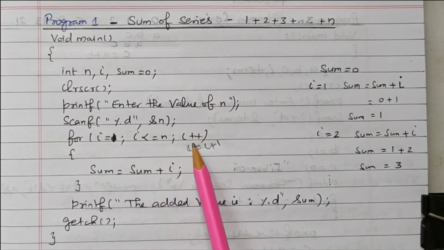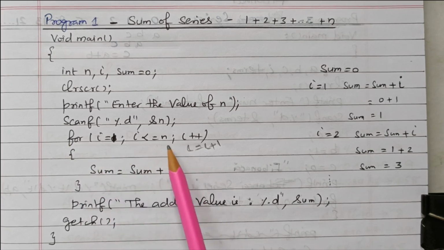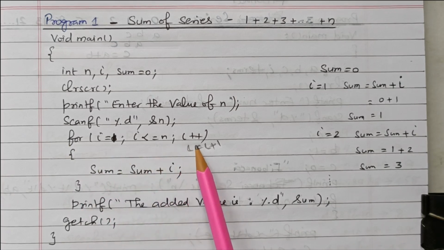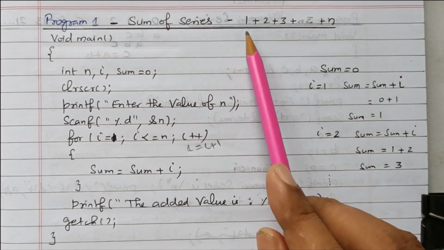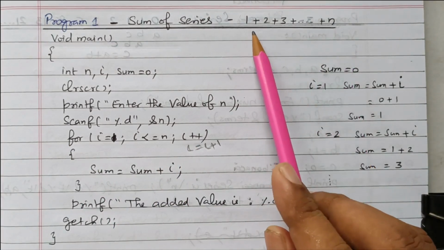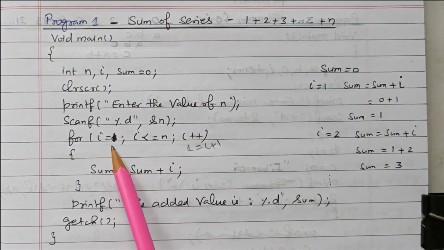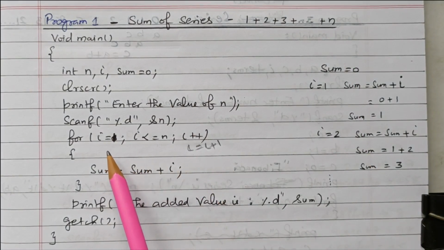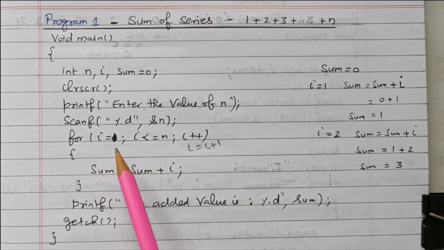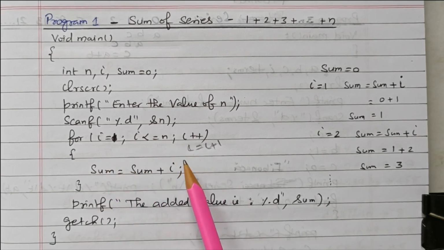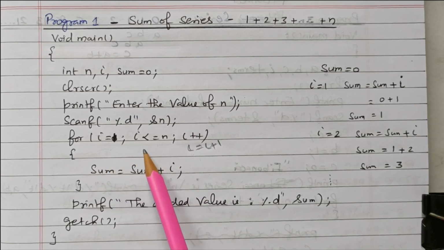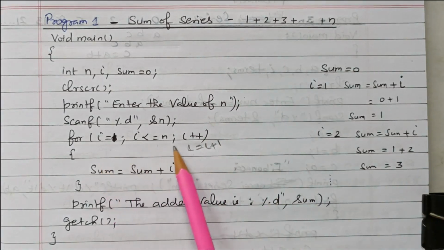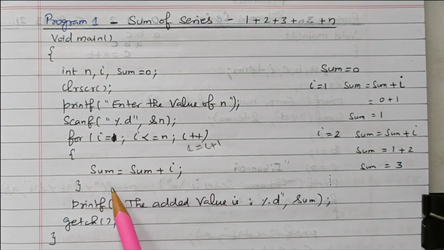So we open the for loop: for i equal to 1, i less than or equal to n, i plus plus. 1 is the initial value, n is the maximum value, incremented by 1. That is i equal to 1, i less than or equal to n, i equal to i plus 1, which is i plus plus. This for loop will create the numbers 1, 2, 3 up to n. Now we need to add these numbers to get the answer. For that we use sum equal to sum plus i.